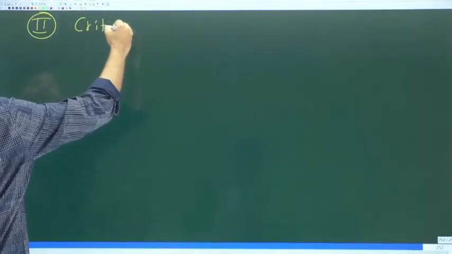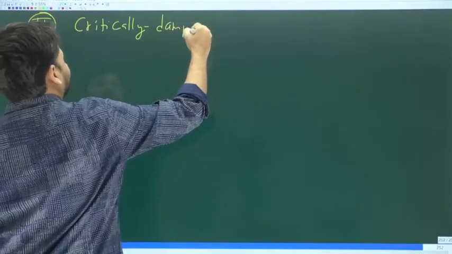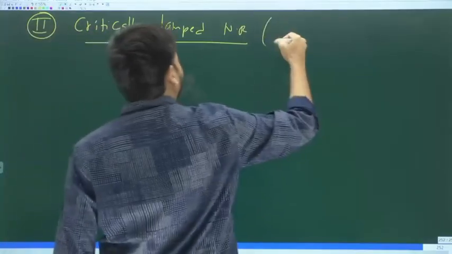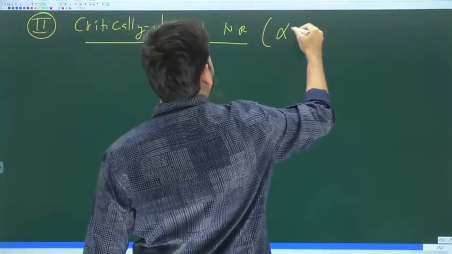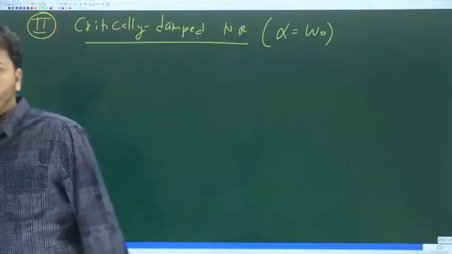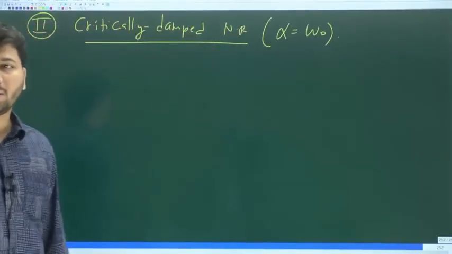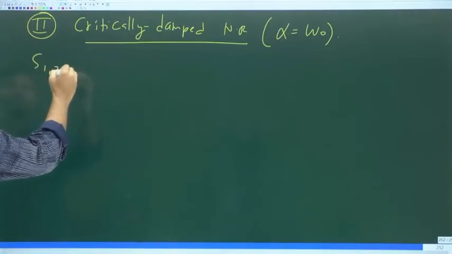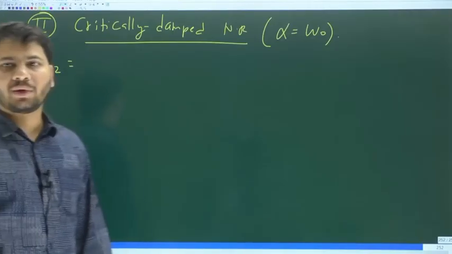What is the second type of natural response? It is the critically damped natural response. When do you get this critically damped natural response? Is it not when alpha is equal to omega naught? It is when alpha is equal to omega naught.